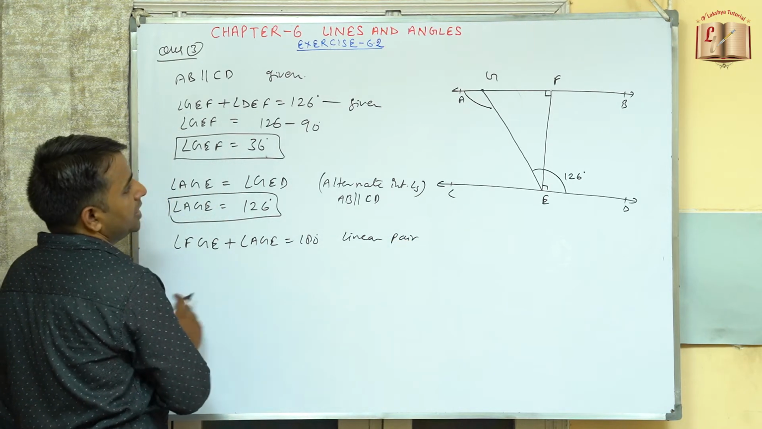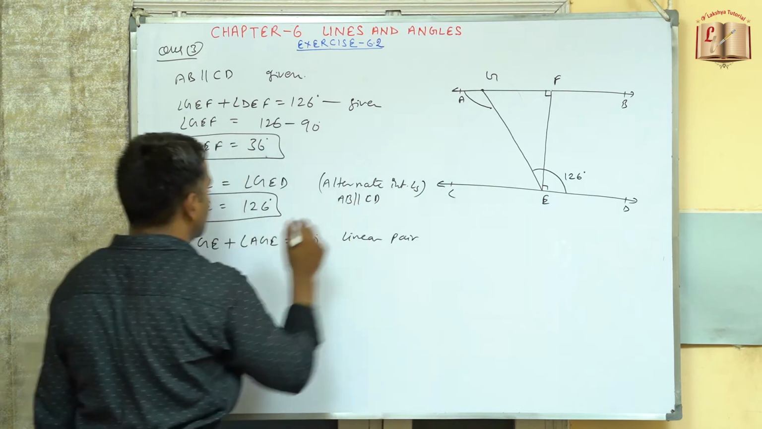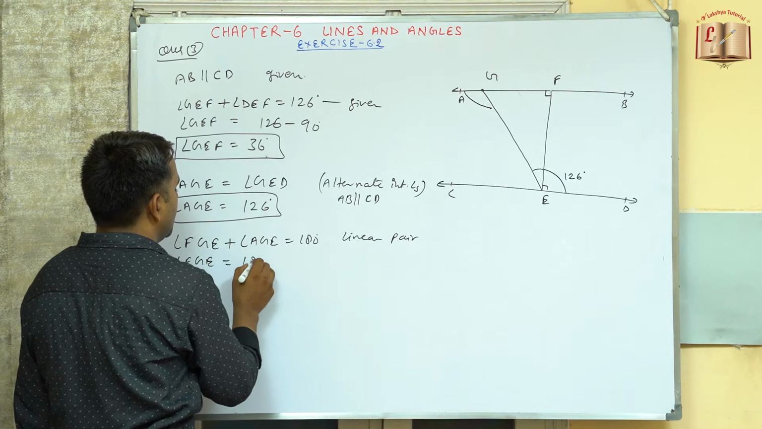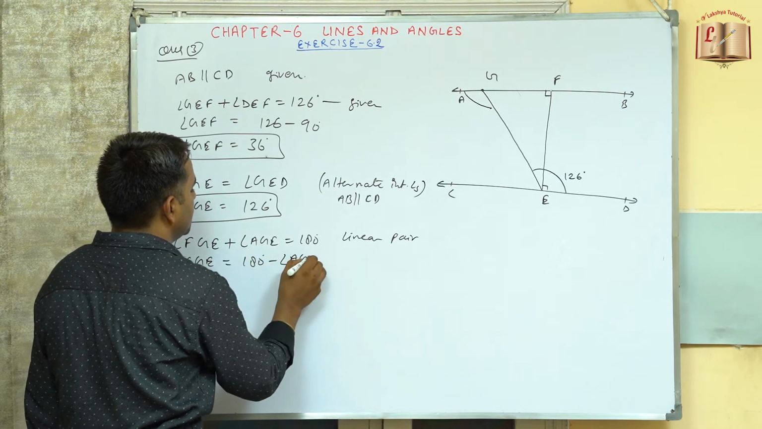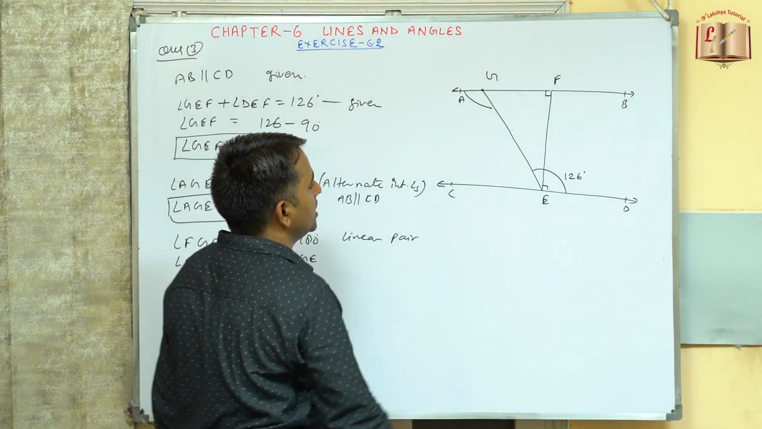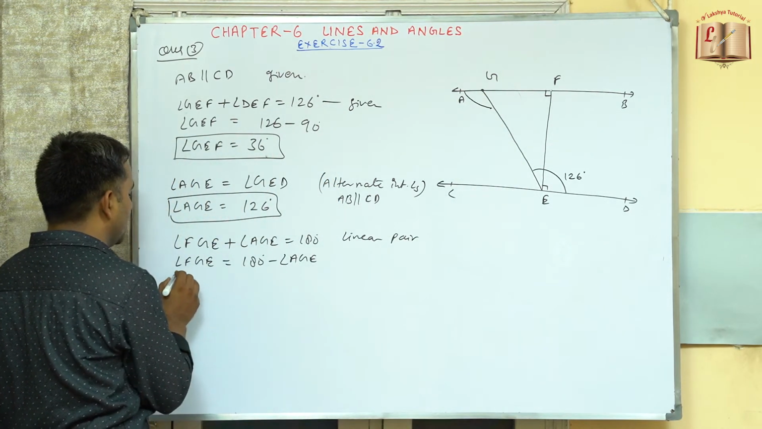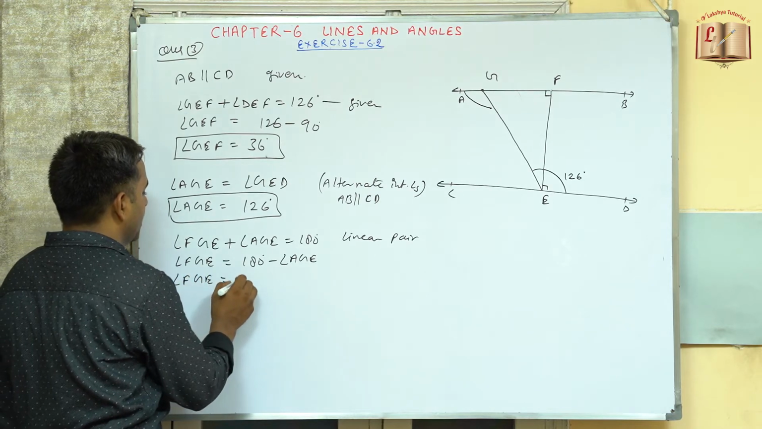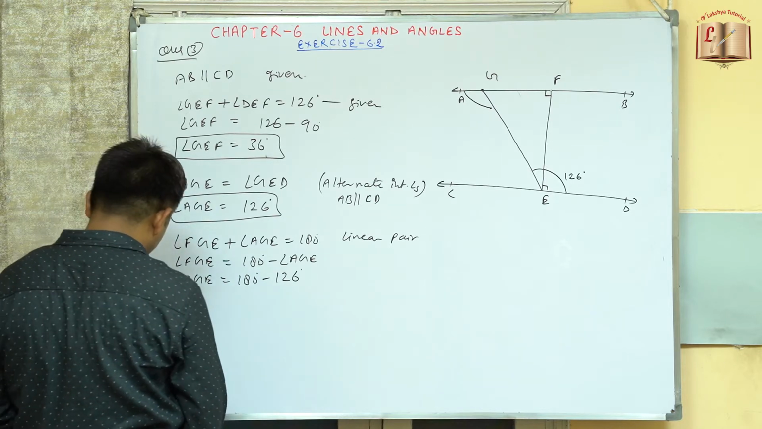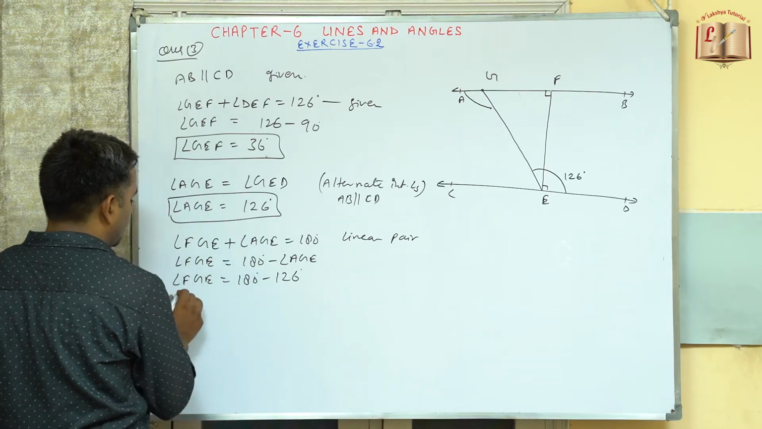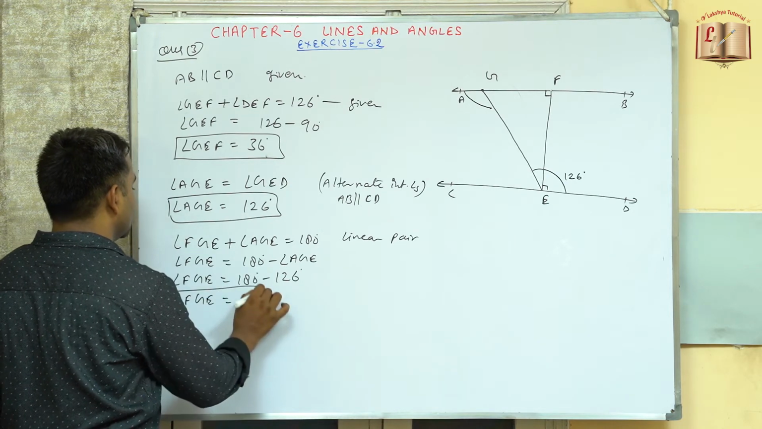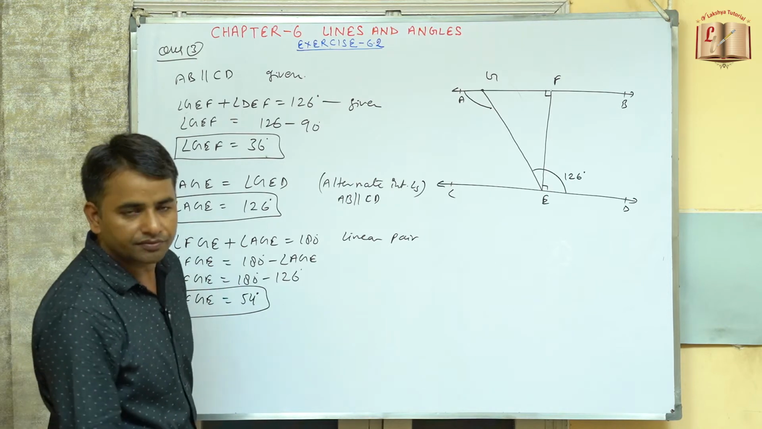Now angle FGE will be equal to 180 degree minus angle AGE. See that angle AGE is already 126 we got. So angle FGE will be equal to 180 minus 126. On subtracting, we got angle FGE is equal to 54 degree. So we got all our answers.